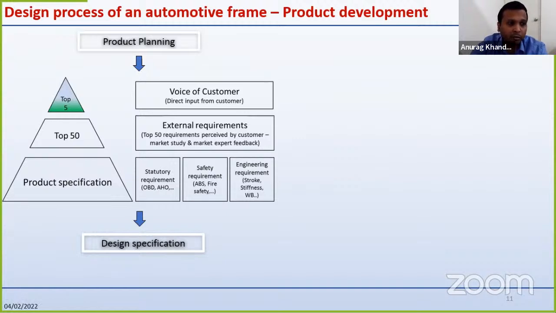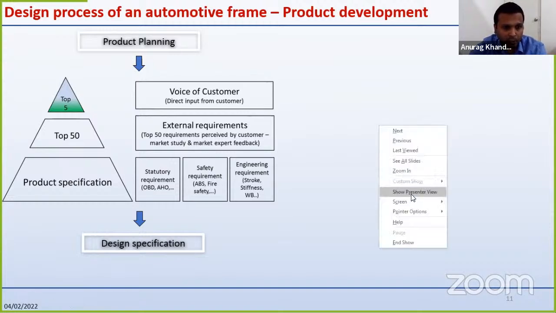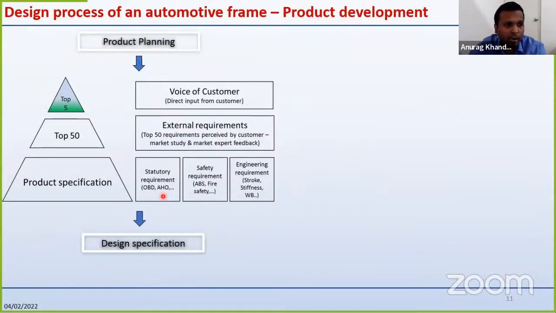So when we do that, we also add safety and regulatory requirements like onboard diagnosis, all-time headlamp on, and internal and external safety requirements. ABS is also there. For high CC vehicles, beyond 150 CC, there is an ABS requirement. So all those requirements are added.